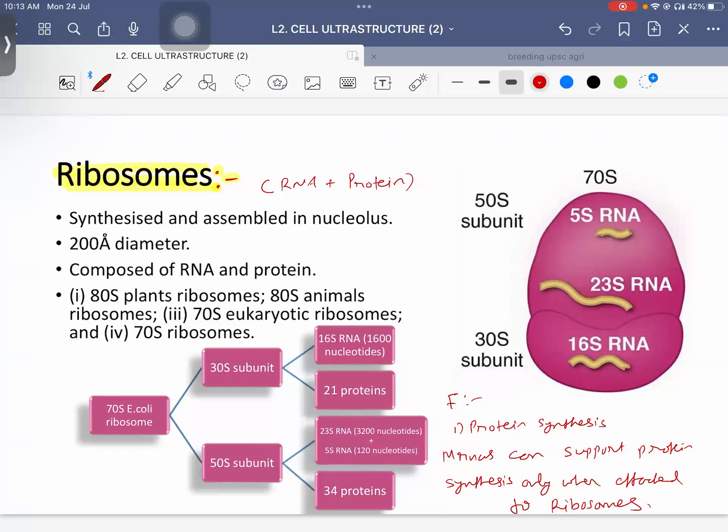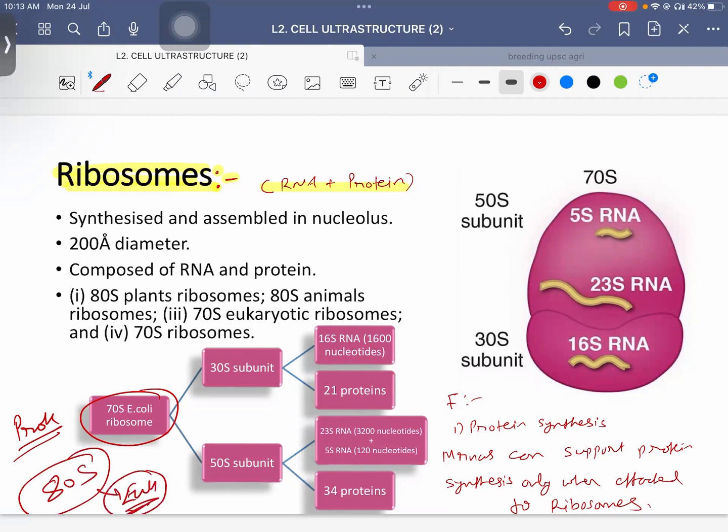Ribosomes. So what are ribosomes made up of? They are made up of RNA and protein. These things you should remember. We have the 70S ribosome, which is usually present in prokaryotes, and 80S in eukaryotes. This is divided into 30S and 50S units. These details you don't need to remember. So these are the two units: 50S and 30S.